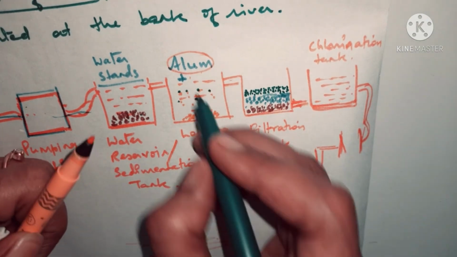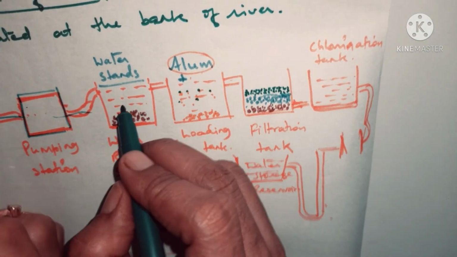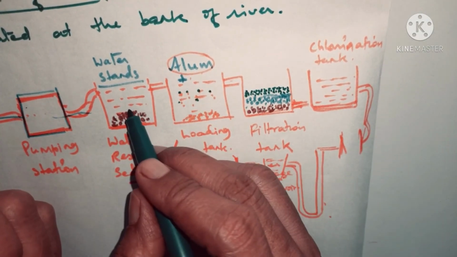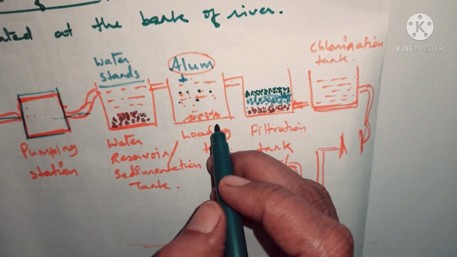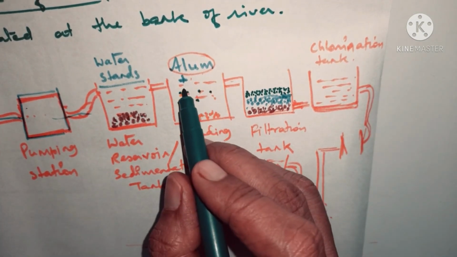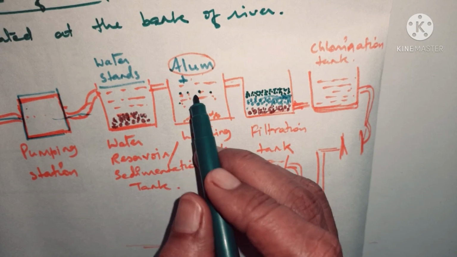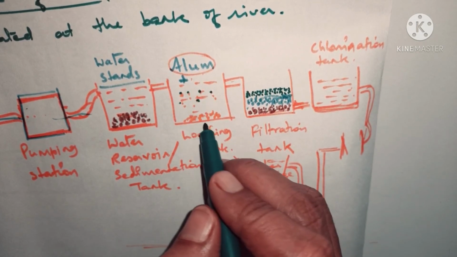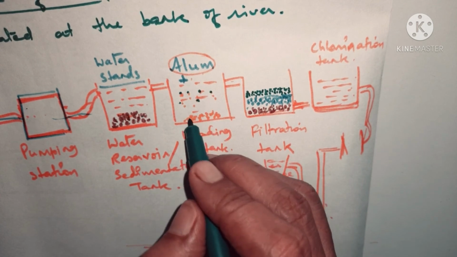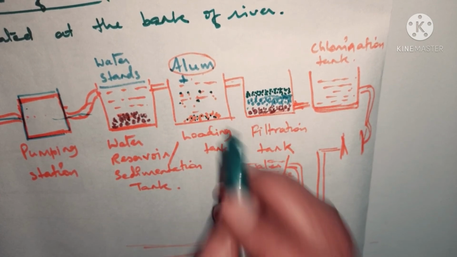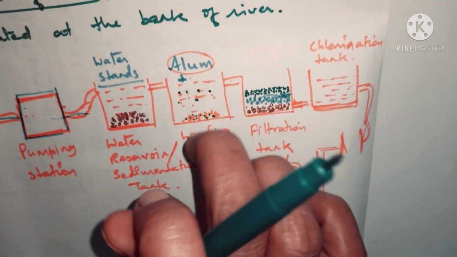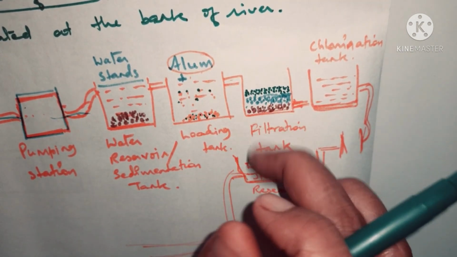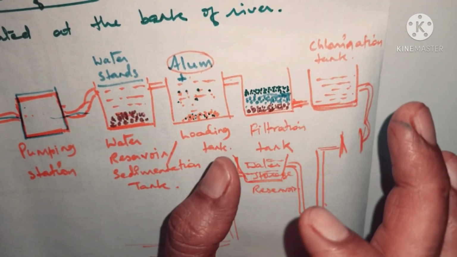Why? They were not settled before because they were lighter, but when they were put in this loading tank, alum was added, and due to the heavy particles of alum deposited on these suspended particles, they got settled at the bottom. Understood? Okay. Then the process of loading removes these suspended clay particles from water.